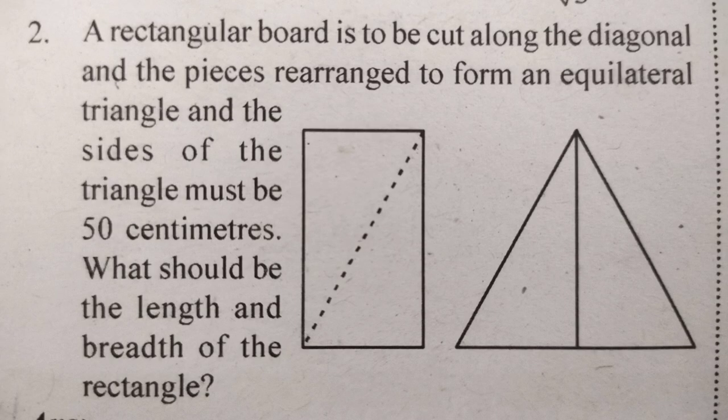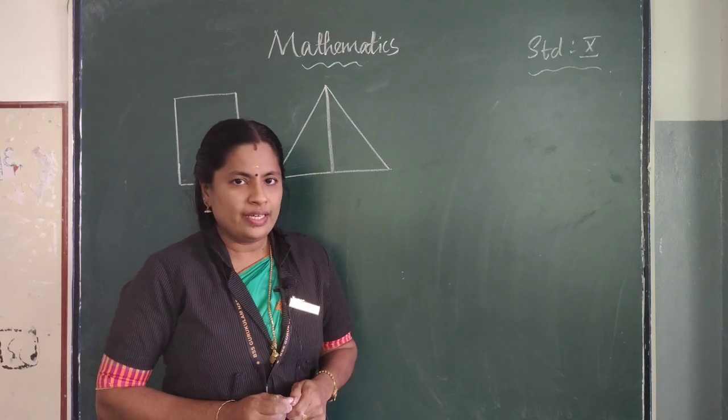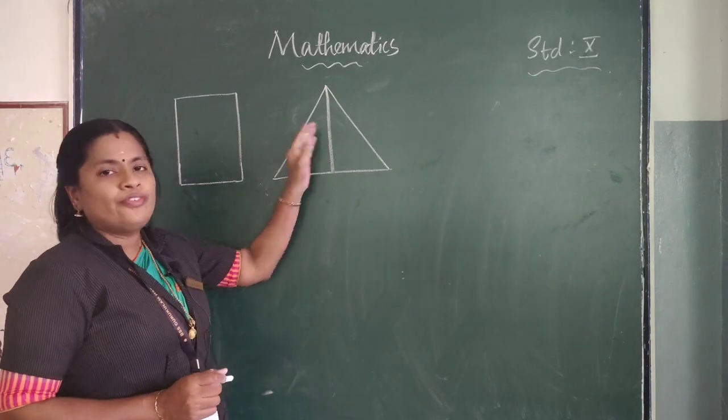Okay. Next problem. A rectangular board is to be cut along the diagonal and the pieces rearranged to form an equilateral triangle. And the sides of the triangle must be 50 centimeters. What should be the length and breadth of the rectangle? So here, these are the figures.